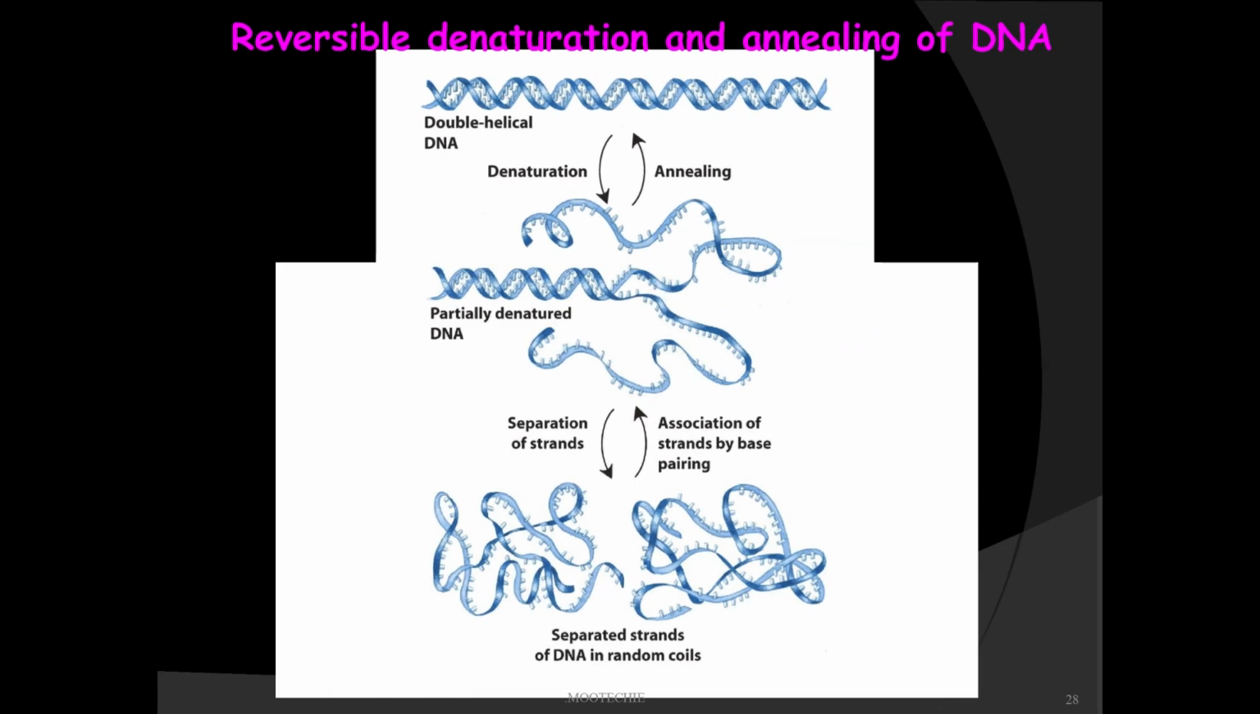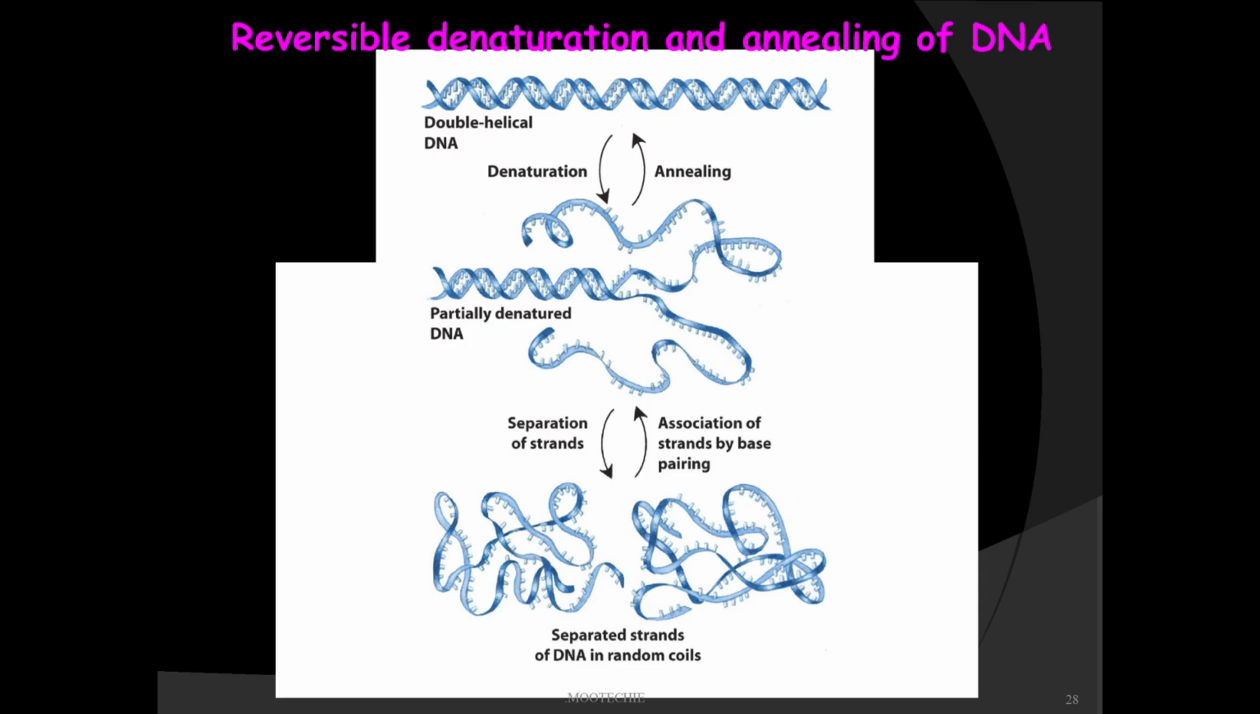Now, let's talk about the behavior of DNA in the lab and in the cell: DNA melting and annealing. DNA can undergo reversible denaturation and annealing. We start with double helical DNA. When we apply heat or certain chemicals, it denatures or melts. The hydrogen bonds break and the strands separate into partially denatured DNA and then fully separated strands in random coils. But if we then slowly cool the DNA, the complementary strands can find each other again and reassociate, or anneal, by base pairing, reforming the double helix.